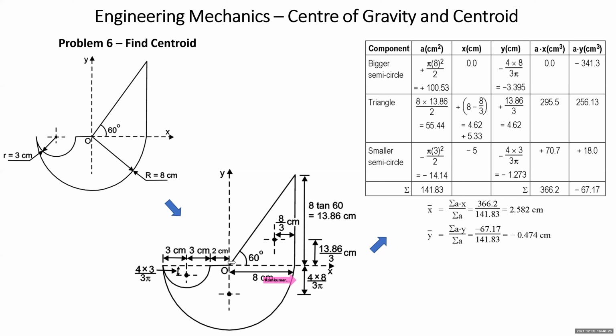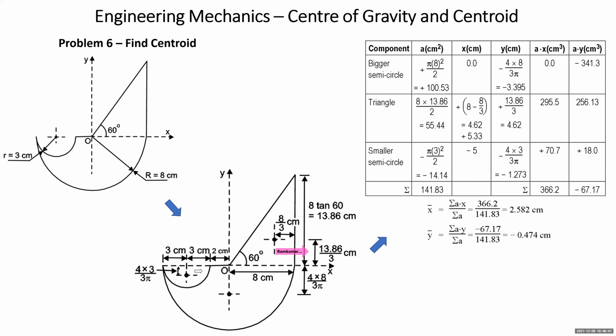Now we come to this triangle. Area is half into base into height, half into 8 into 13.86. Now for the x coordinate, the point is right of the y-axis, 8 minus 8 by 3. The centroid is above the x-axis, so the y coordinate is positive, 13.86 by 3. Then this is the semicircle.